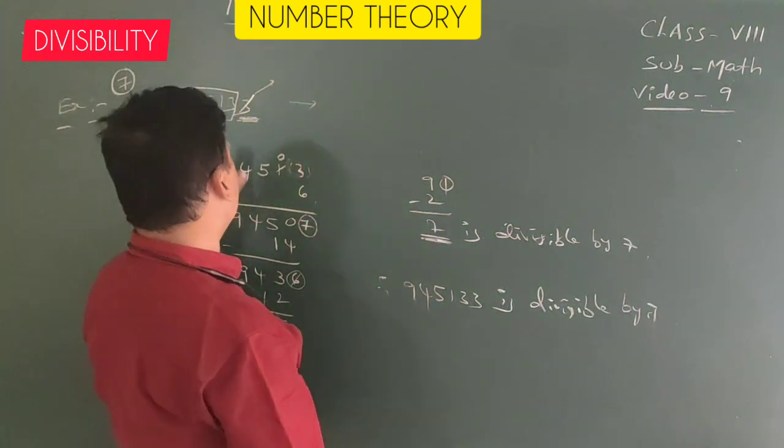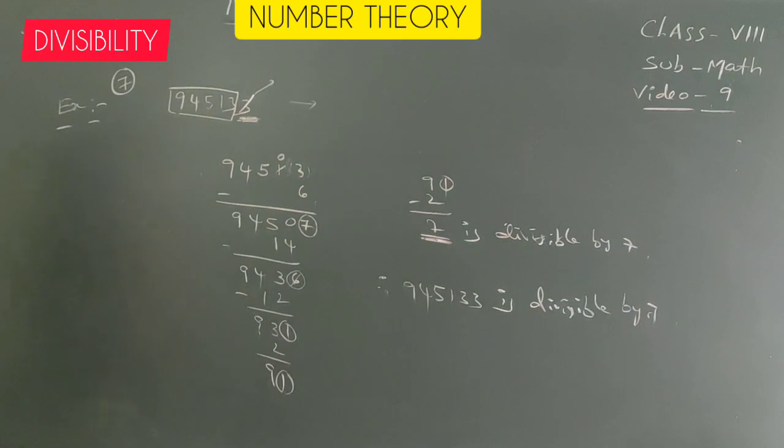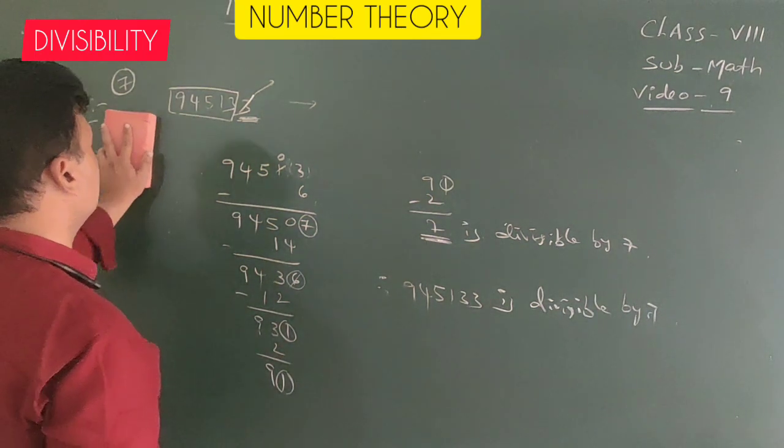So the given number 945133 is also divisible by 7. If you want another example.